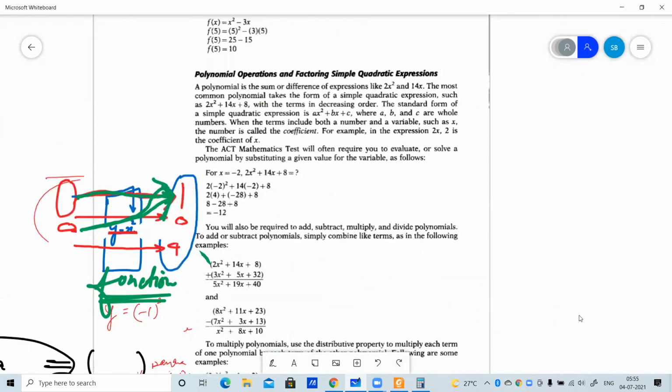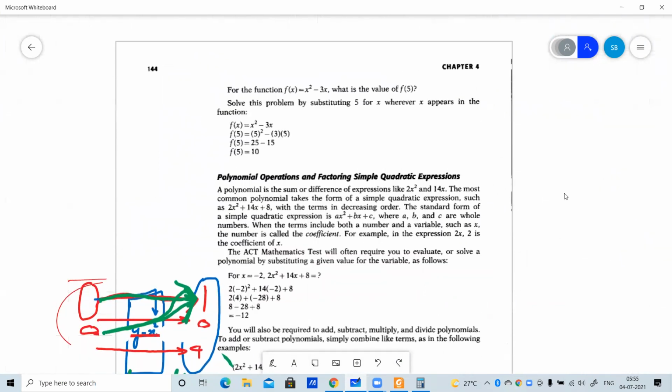All right. So the second thing here is, here also we have an example. F of x equals x squared minus 3x, and we have to calculate the value of f of 5. Can you calculate the value of f of 5 for this function? You have to put 5 in where the x is, so it would be f of 5 equals 5 squared minus 3 times 5. Yes, 3 times 5.